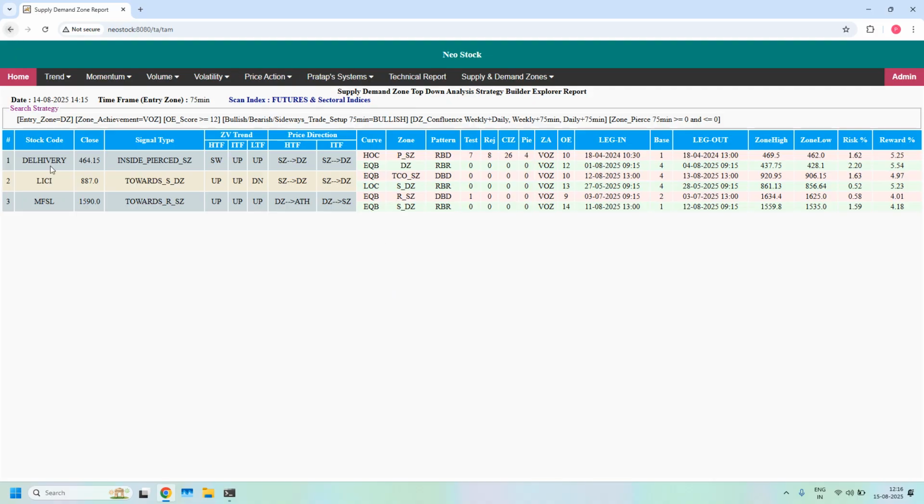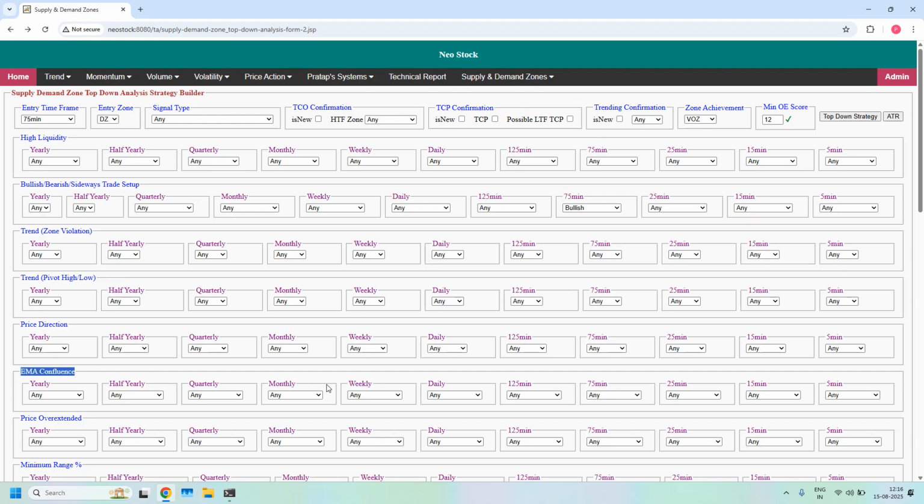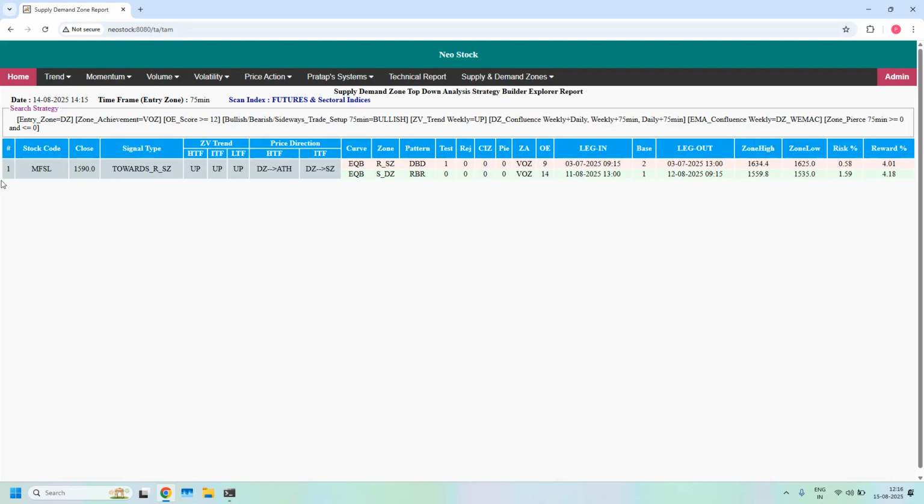Let's verify. The EMA confluence at weekly time frame, I am checking weekly demand zone having weekly EMA confluence or not. At the same time, trend on the weekly should not be sideways. It should be uptrend because it is bullish trade setup. Let's filter. We got 1 stock. That way, this 75 minutes demand zone might be having more high probability to get success, provided lesson 20 checklist items are satisfied. Otherwise, zone might be violated.